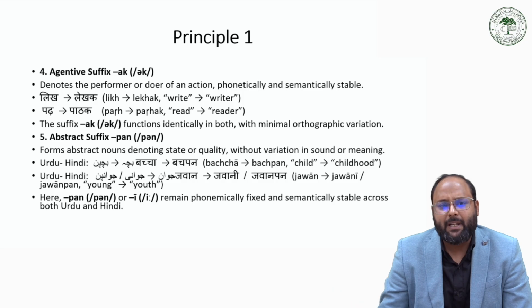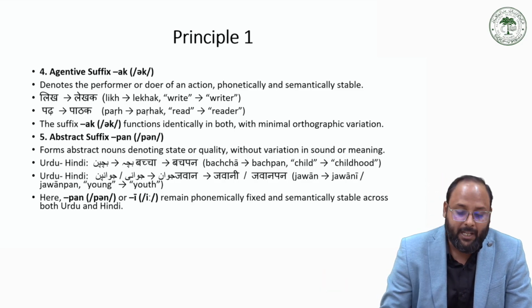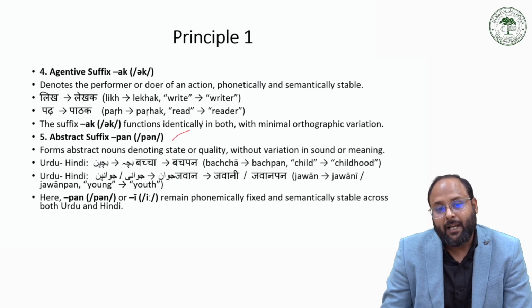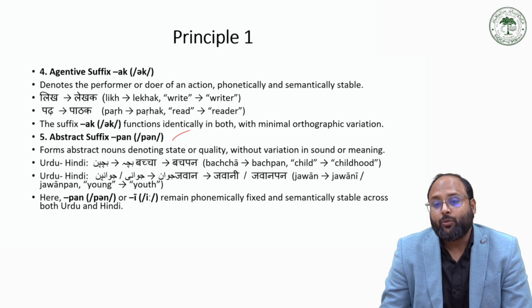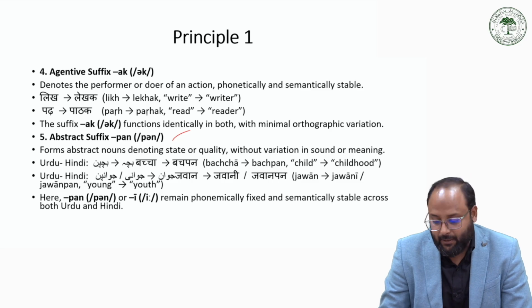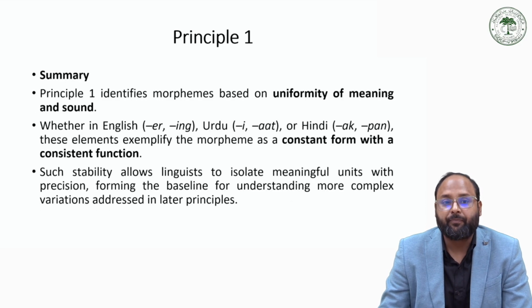And we have some Hindi examples like likh become lekhak, path become pathak. So ak gives the same meaning, that is, it denotes the performer or the doer of action, that is the agent. And we have another example like pan in Urdu. Pan can occur like bacha, bachpan, jawanipan, ladakpan, achhapan, burapan. So pan gives the same meaning, denoting the state of or quality, to an abstract noun. It occurs in the same form and gives the same meaning in all its occurrences. So we can say that it is also one morpheme.